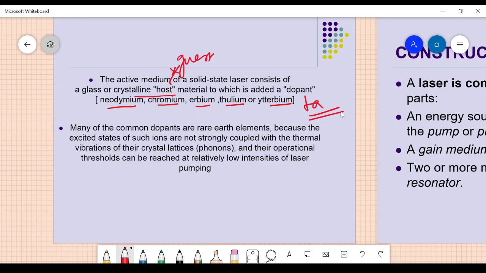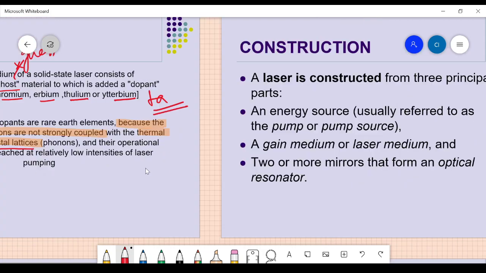Most of the common dopants are rare earth elements because the excited states of such ions are not strongly coupled with the thermal vibrations of the crystal lattice. Remember, this is a very important point. Why are we using a solid state laser? Because the excited states of such ions are not strongly coupled with the thermal vibrations of their crystal lattice. What will happen if they couple? Everything will be lost; the photons will lose their energy. Here the lattice plays a very important role, and operational thresholds can be reached at relatively low intensities of laser pumping.